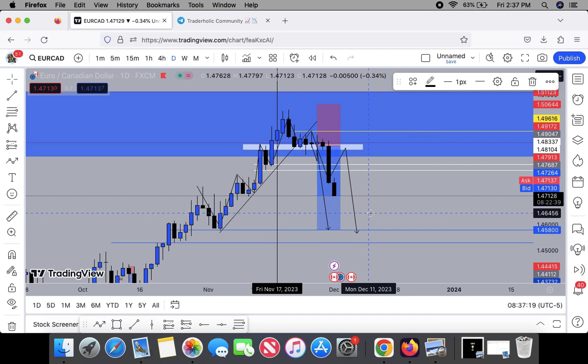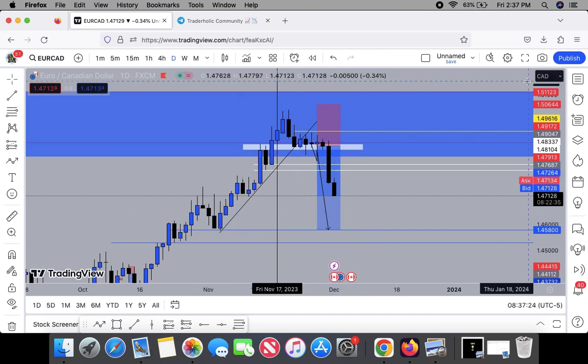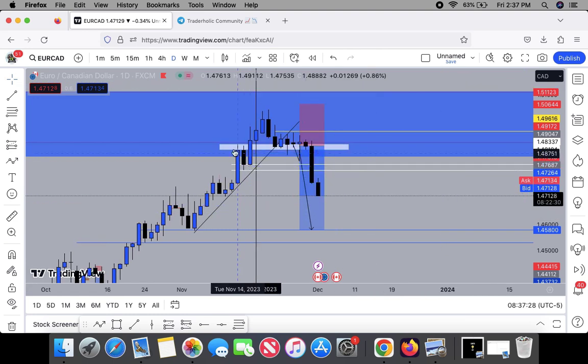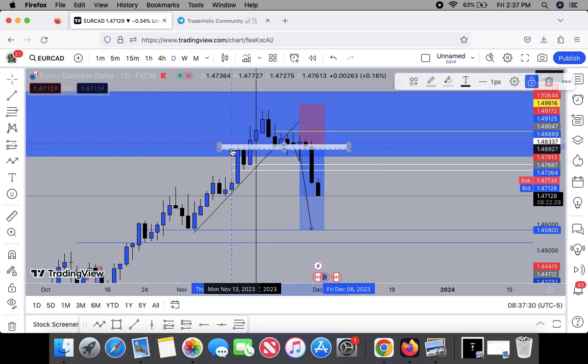But I saw something else that drew my attention. Now, when we came back to this higher high on the daily time frame, this one I marked out with the zone, which is with that bearish candle on the weekly, we came back to that high.